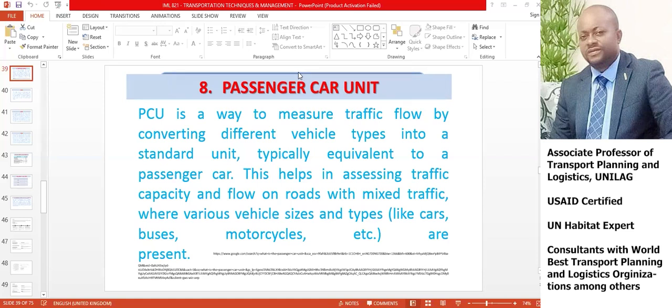To fix these values, we are considering the space they occupy, we are considering passengers, we are considering the size. It is just for us to be able to analyze the flow of traffic at the end of the day, and also to see the pressure. We are considering the pressure they put on the road surface. Those are the factors we are considering. We are not just fixing them.